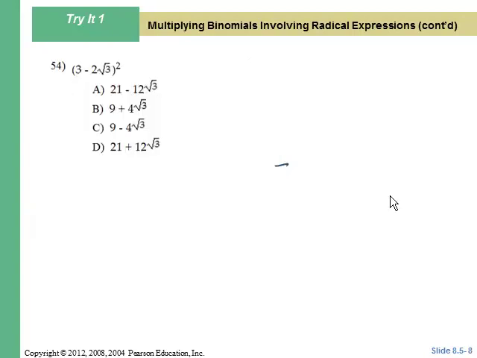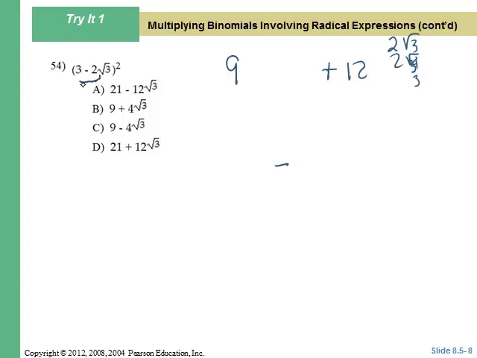Okay, how about this one? First term squared is 9. Last term squared, 2 root of 3 times 2 root of 3 is 4 root of 9. Root of 9 is 3. 4 times 3, excuse me, is 12. So the last term will be plus 12.